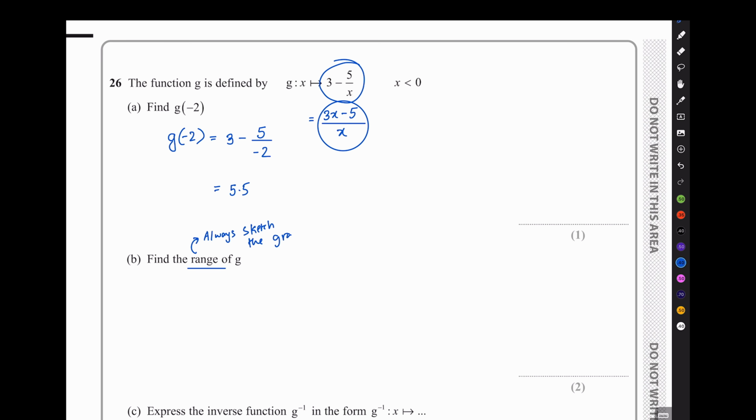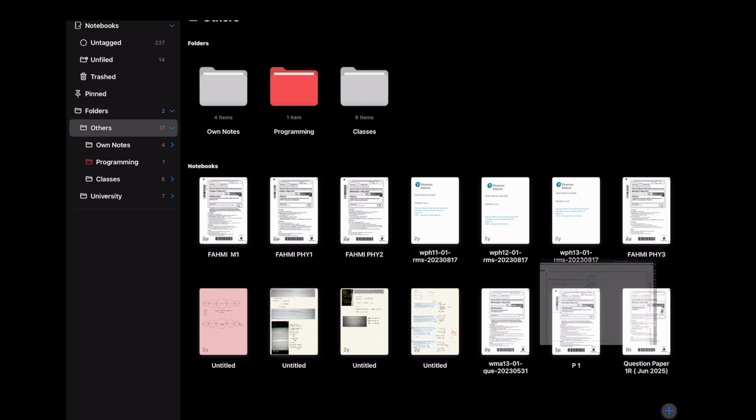What do I mean by sketch? Sketch means a rough diagram. It doesn't have to be 100% accurate. It's just for your understanding. So yeah, now I need to teach you how to draw this one. Let me just open a blank notebook.